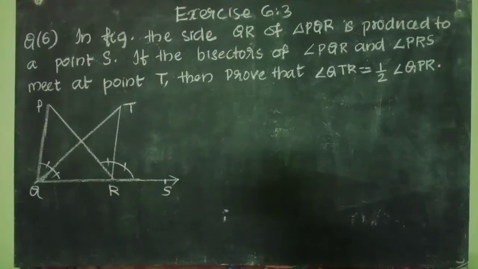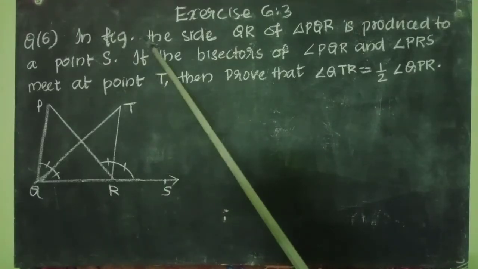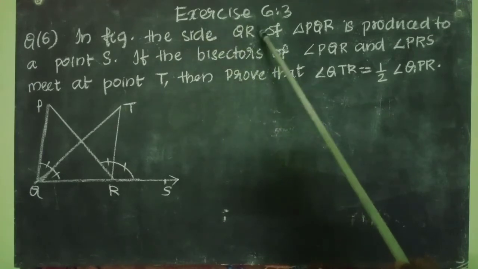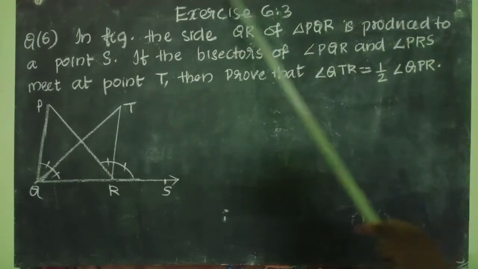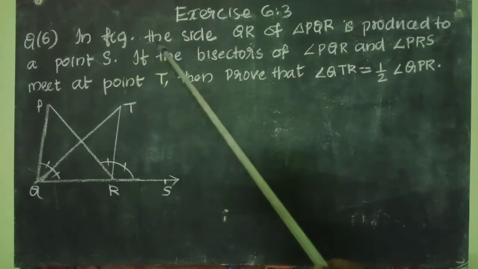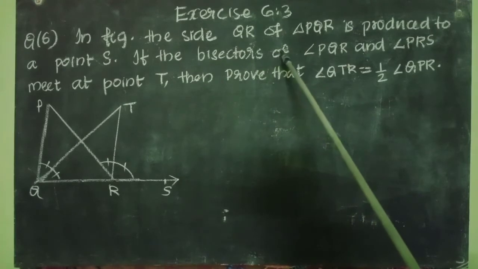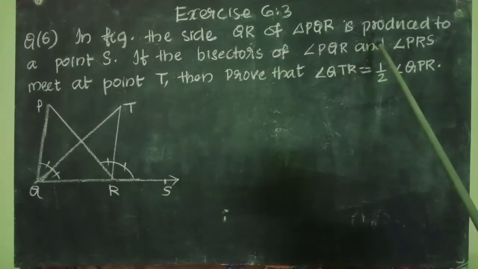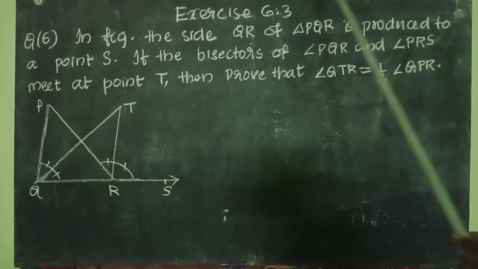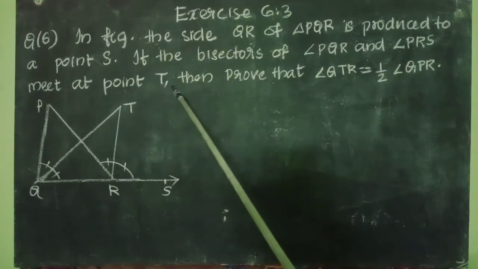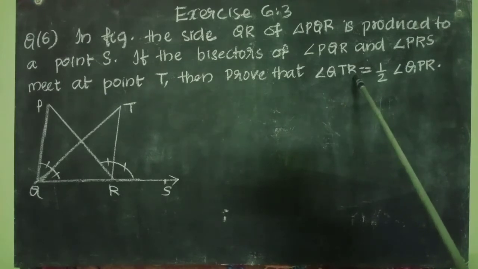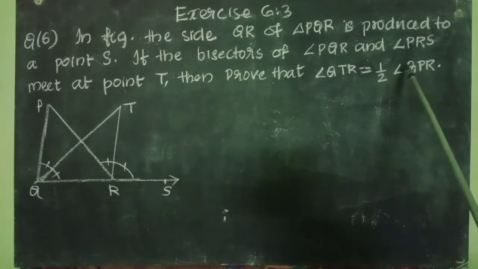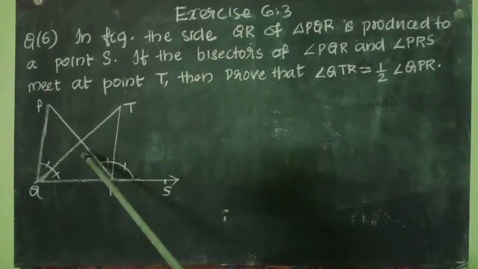Exercise 6.3, question number 6. In the figure, the side QR of triangle PQR is produced to a point S. If the bisectors of angle PQR and angle PRS meet at a point T, then prove that angle QTR equals half angle QPR. So here is the given figure.